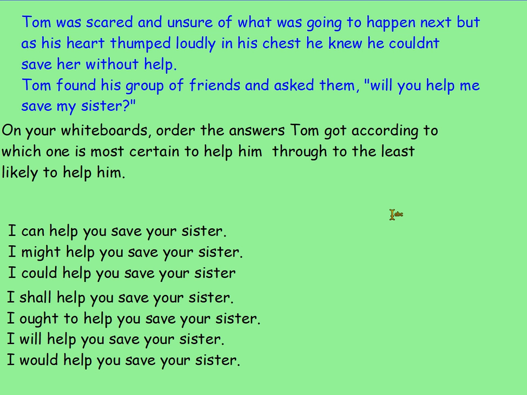Now, on your piece of paper, order the answers Tom got according to which one is most certain to help him through to the least likely. So the people you think definitely are going to help him through to the people you think no way, definitely not going to help him. And then in a minute, I'm going to highlight the people who we believe will help him. So pause it, take a minute, and put them in order for you believe, and then I'm going to highlight the people that will definitely help him, and you can see whether you had them at the top of your list.